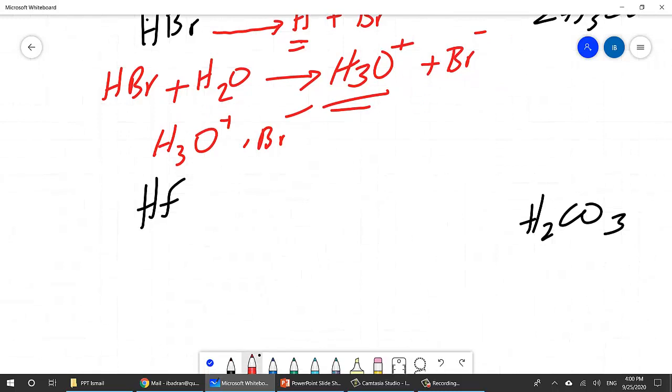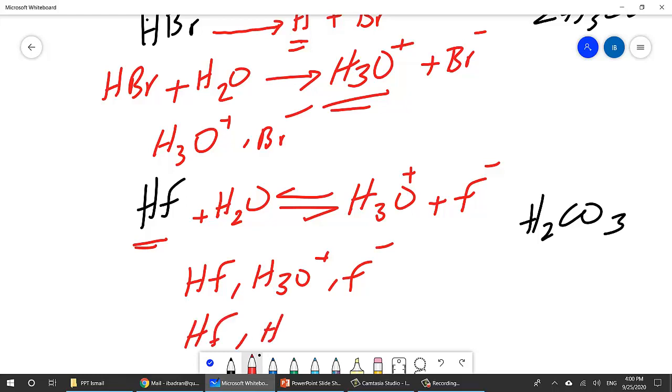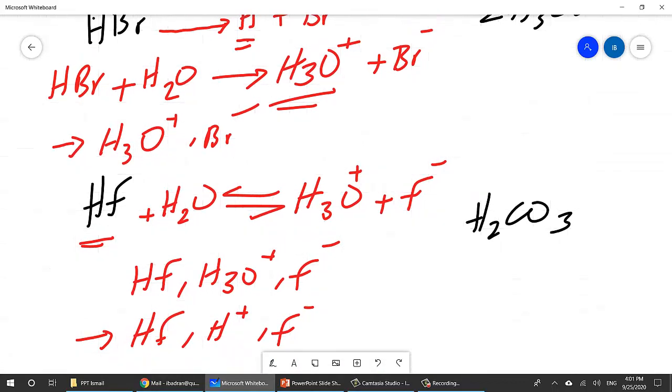For HF, it's a different story. HF is a weak acid. If you put this in water, it will form some H3O plus plus F minus, but most of the HF will stay as HF, and therefore the major species are HF, H3O plus, and F minus. You can also say HF, H plus, and F minus, and that's also correct. Notice the difference here: in the case of HBr there is no HBr, but in the case of HF, most of the HF stays as HF in solution.